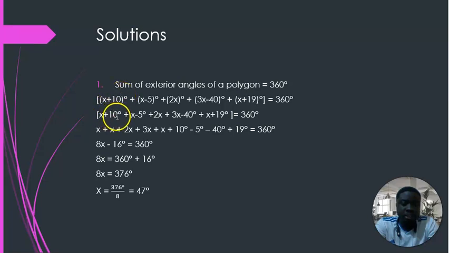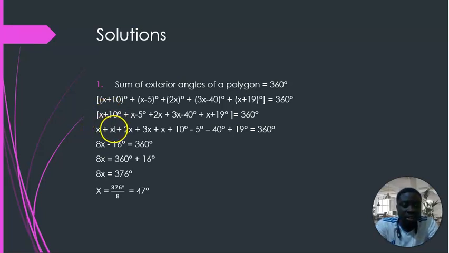We have x plus 10 degrees plus x minus 5 degrees plus 2x plus 3x plus 3x minus 40 degrees plus x plus 19 degrees is equal to 360 degrees. Now you add the variables. So you have x here, we have another x here, we have 2x here, we have 3x here, we have x here. So all of them, we consider their sign. This one addition, this one addition, this one addition, this one addition here, this one is addition.